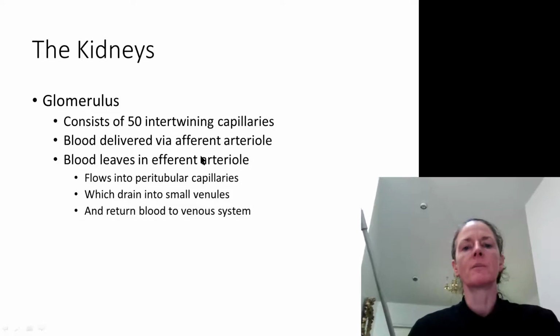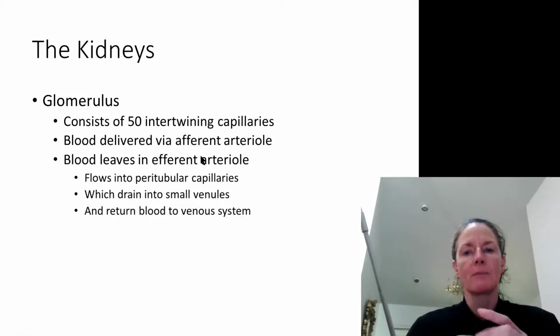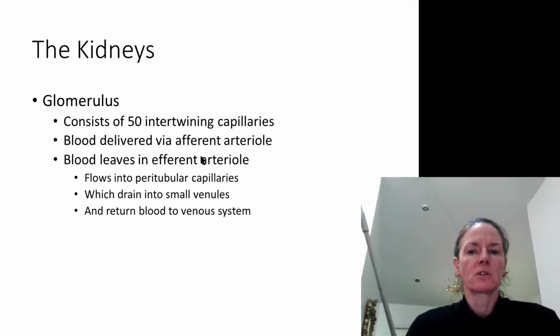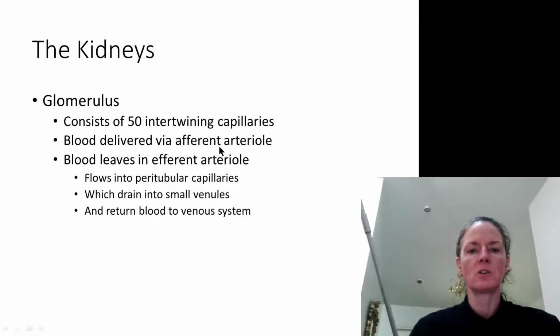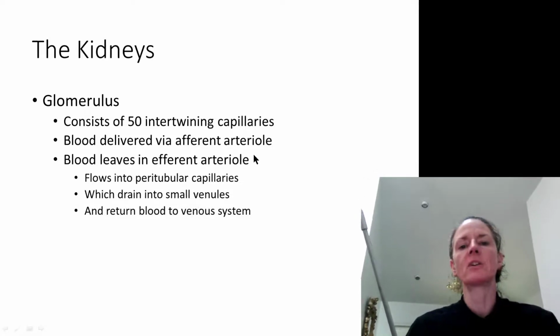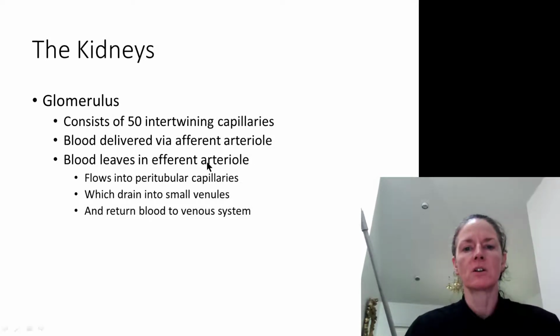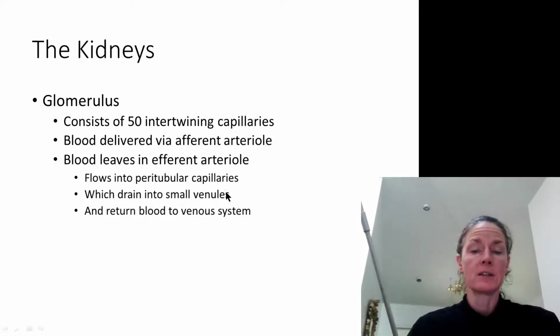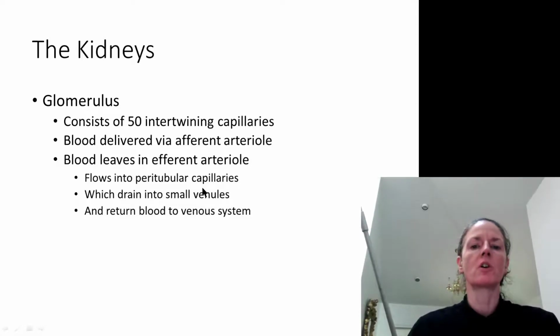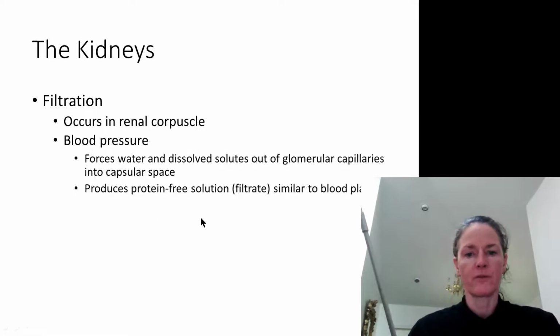Now, as we've said, the glomerulus is about 50 intertwined capillaries, and glomerulus literally is a Latin term for something like a ball of yarn. It's this intertwined stuff. We have seen the afferent arteriole come into the glomerulus, and the efferent arteriole will leave the glomerulus. So basically, it will flow into what are called the peritubular capillaries, and these will then drain into our small venules and return to the venous system.